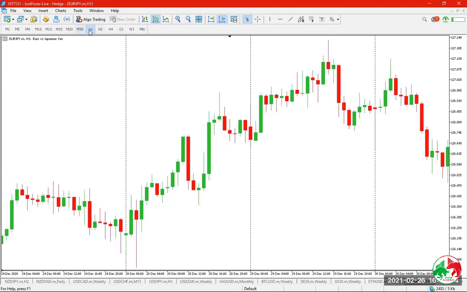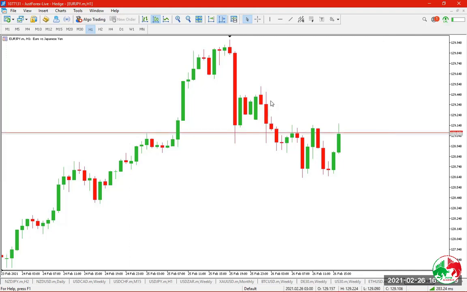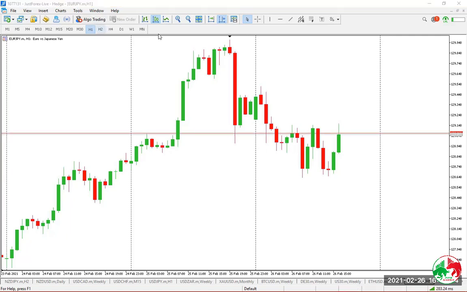Then you go to your 1 hour, from the daily to the 1 hour. Now, this was the close of yesterday, so you would need to use the period separators. Can you see these black dotted lines here? These are the period separators. Do you know what these signify? They separate the days and whatnot, so you see the candle breakdown within the day. Correct.